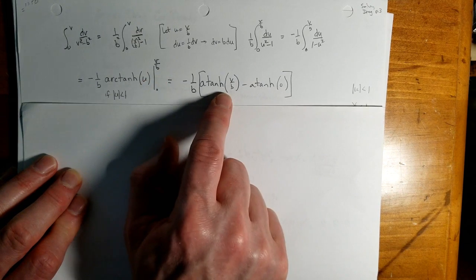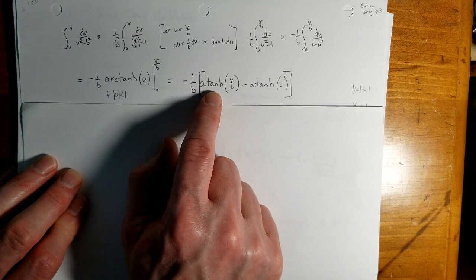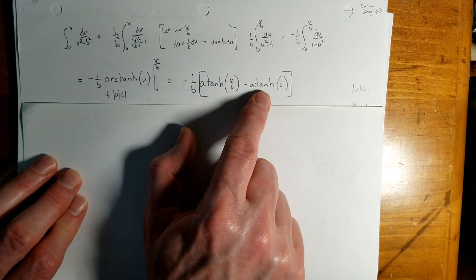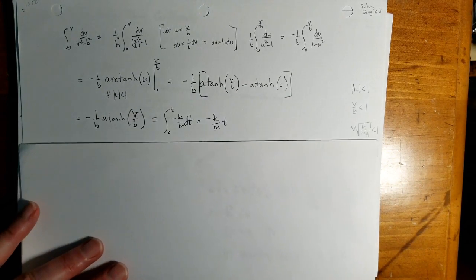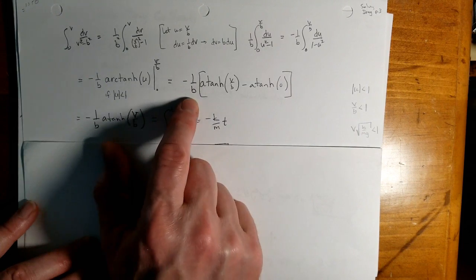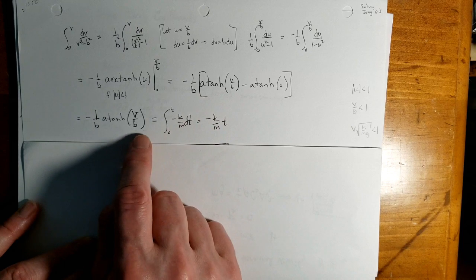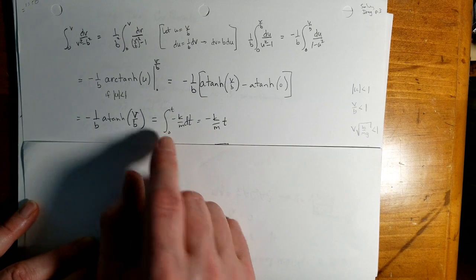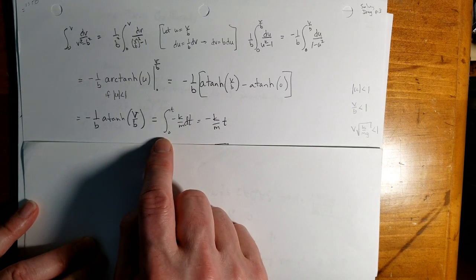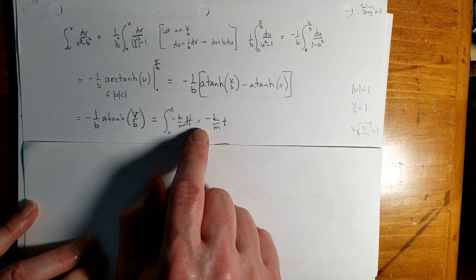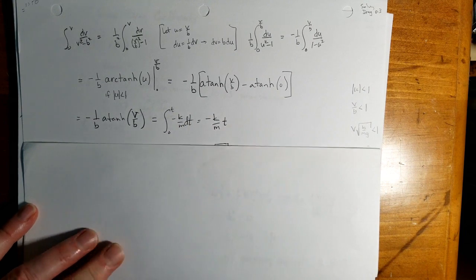plugging in v over b into the arc hypertangent, and we end up with this. The arc hypertangent of 0 is 0, and so that simplifies down to negative 1 over b times the arc hypertangent of v over b, which is equal to, don't forget what we had on the previous page, the time piece of it, the integral from 0 to t of negative k over m dt, or negative k over m times time.